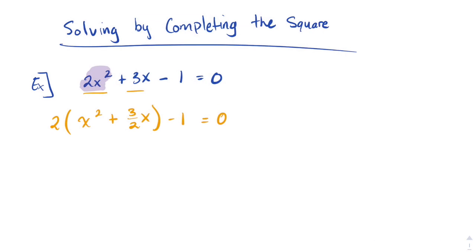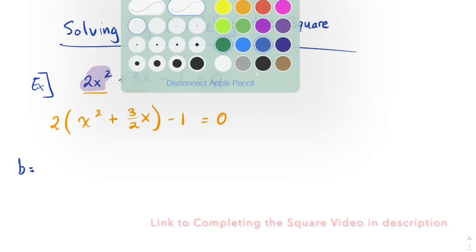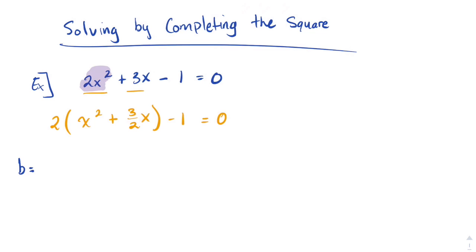So for completing the square, we need to identify our b term. And if you're not familiar with this method, you can watch my other video on how to complete the square. But basically where this comes from is the standard form of a quadratic. So your ax squared plus bx plus c equals 0 in this case.